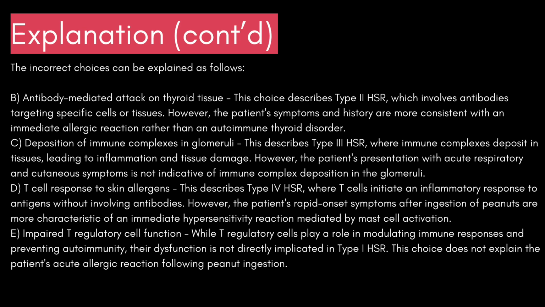E, impaired T regulatory cell function. While T regulatory cells play a role in modulating immune responses and preventing autoimmunity, their dysfunction is not directly implicated in type 1 HSR. This choice does not explain the patient's acute allergic reaction following peanut ingestion.